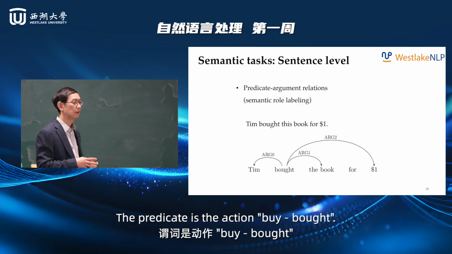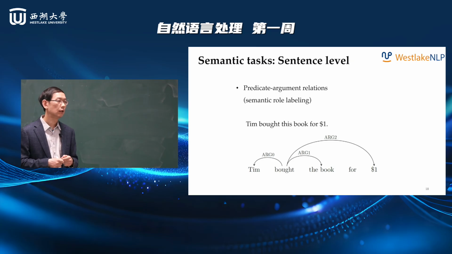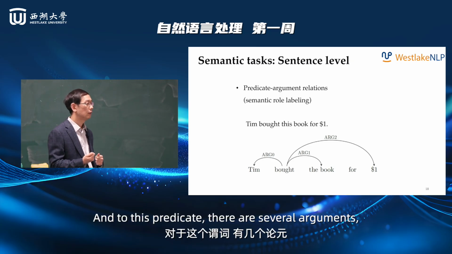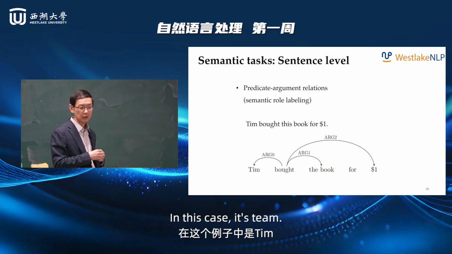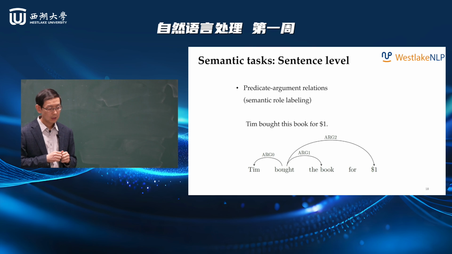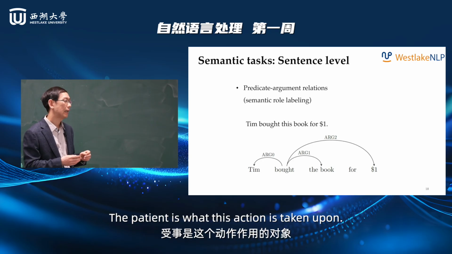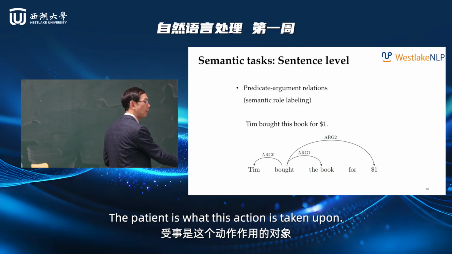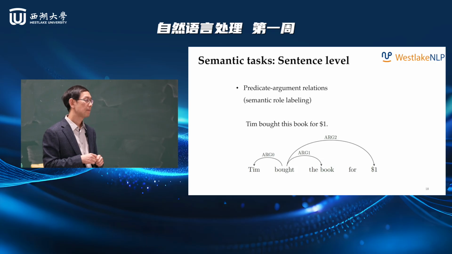So the predicate is the action, okay? So buy, bought, okay? And to this predicate, there are several arguments, such as the agent, or someone who took the action, okay? In this case, it's Tim. And there is another relation, the patient. The patient is like what this action is taken upon, right? And in this case, it's the book.